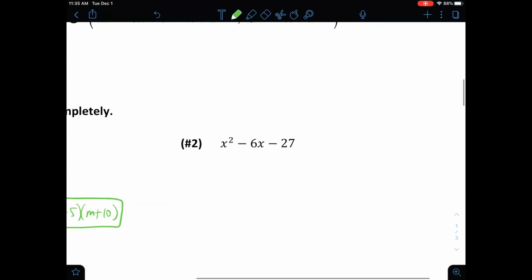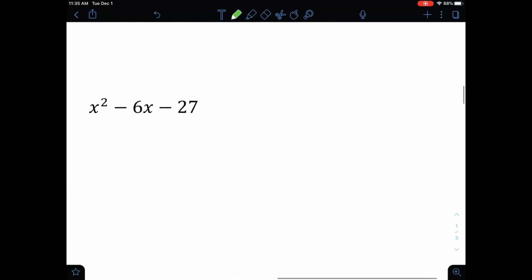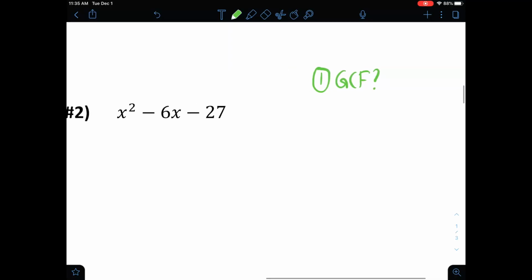Moving on. We have x squared minus 6x minus 27. Okay, so first things first. What's the first thing we check when we're doing any kind of factoring? Is there a GCF, right? So is there a GCF? Is there a number that goes into x squared? Well, this is a 1x squared, so there's no numbers that go into all those that's going to work. This one doesn't have an x, there's no GCF.